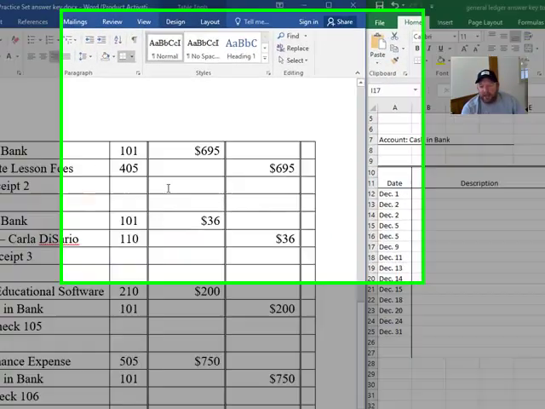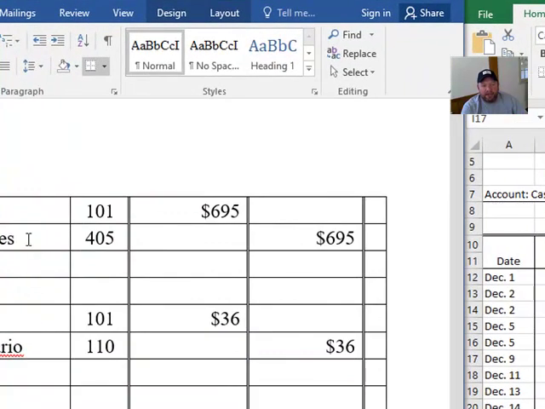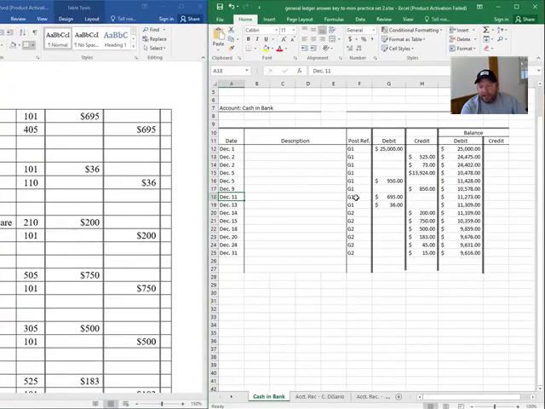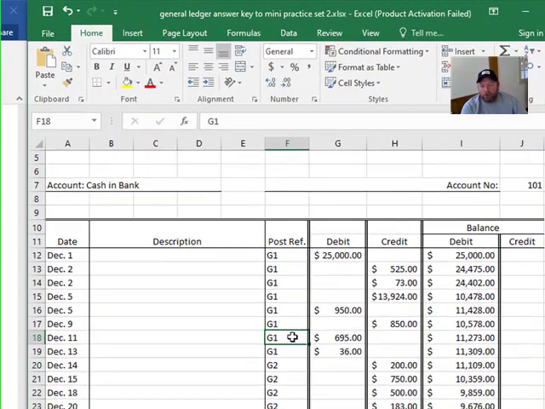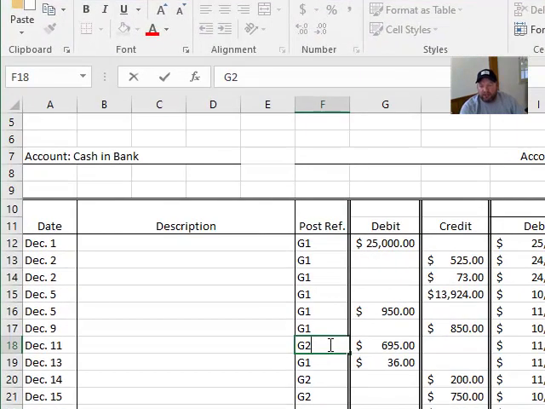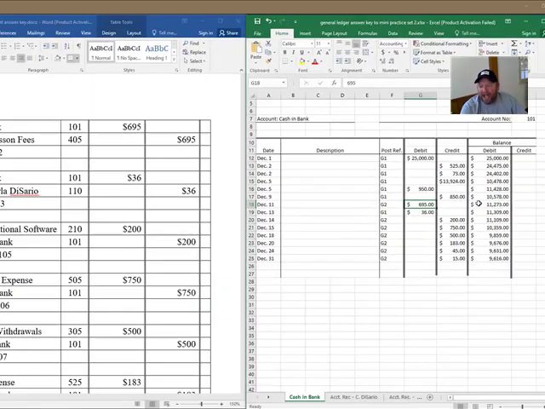Okay, so on the 11th, we collected $695 for private lesson fees. And I wrote December the 11th as my date, but my general journal page number has changed. Now, I'm going to change this one just so you know what I'm talking about. This is actually general journal page 2 now. Debit for $695, or the collection of $695, added to the previous balance. I'm now at $11,273 in my bank account.